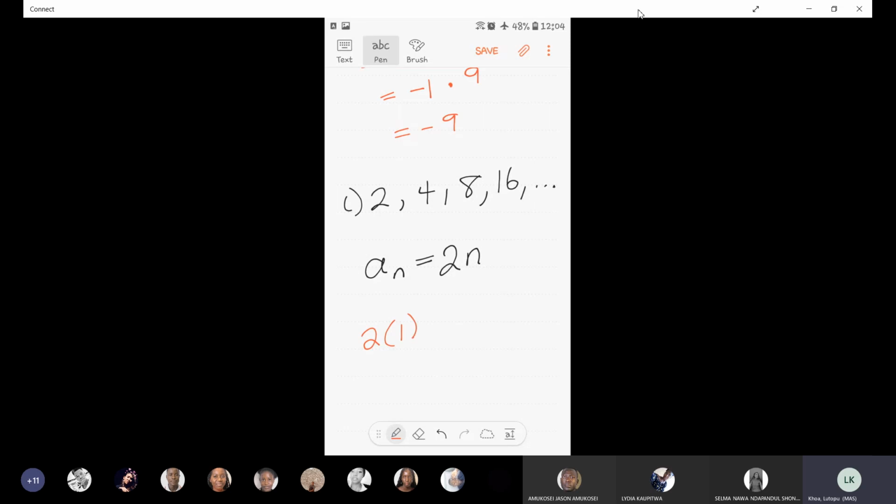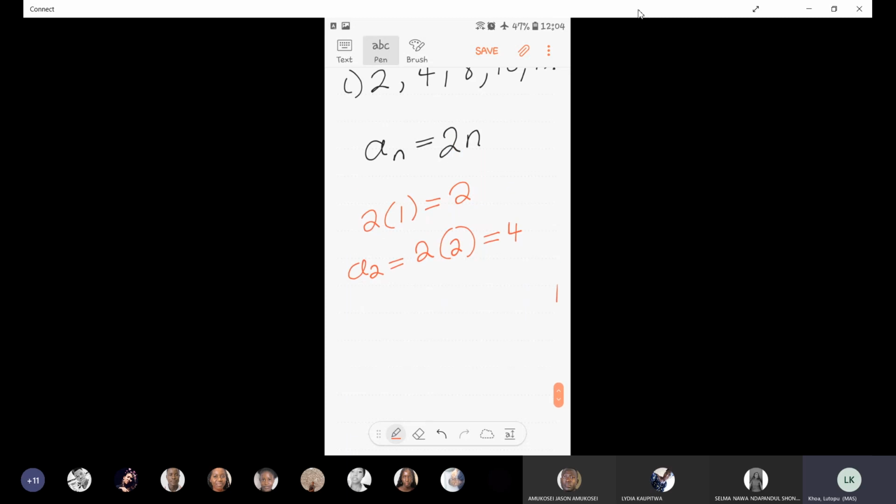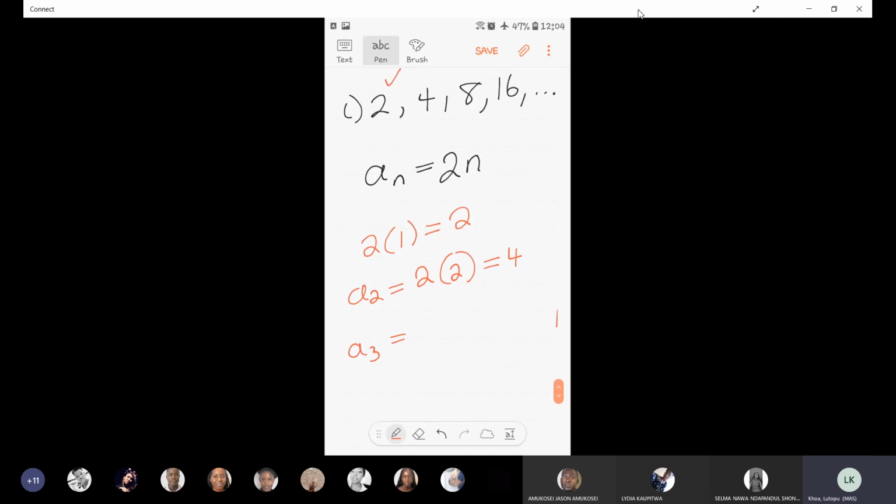Okay, let's see if 2n works. The first one, 2 times 1, is 2. That is correct. Then the second one, I'm looking for a2. This is 2 times 2, so this is 4. And then the third one, a3, is 2 times 3. This will give me 6, but in my sequence I have 8. So this formula 2n is not correct. Can we have another guess, please?